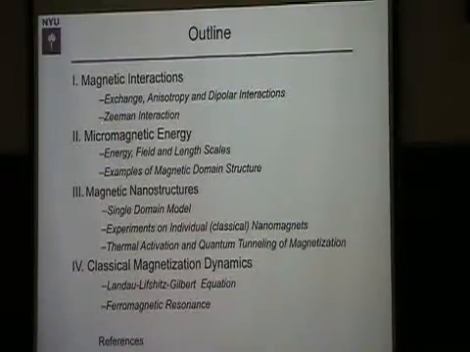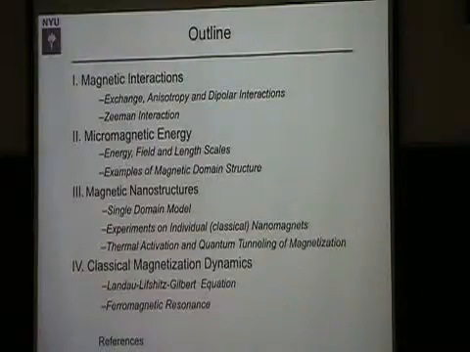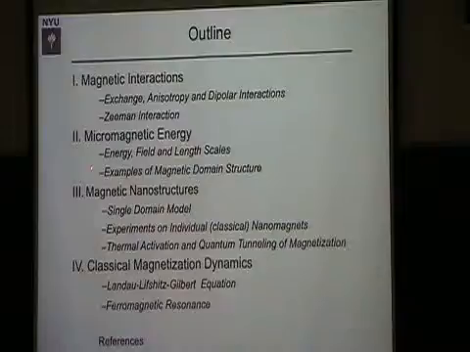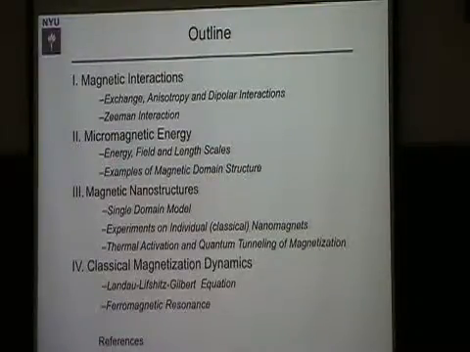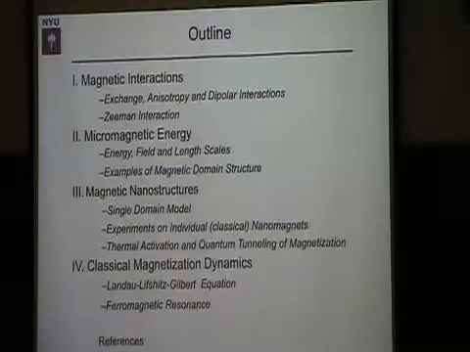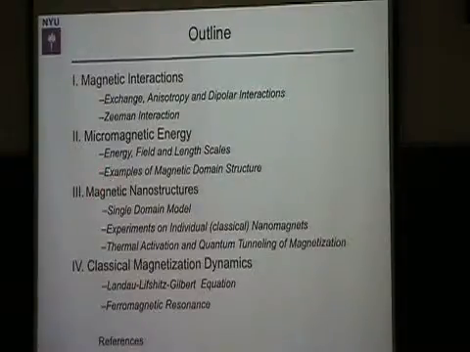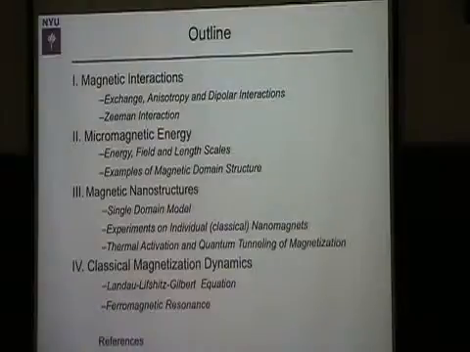I'll tell you about the micromagnetic energy, how you describe a system classically, say, and the resulting energy field and length scales that come out. And I'll give you some examples of magnetic domain structures that are seen in magnetic materials to give you an idea of the kinds of ground states or metastable states you find in these systems.